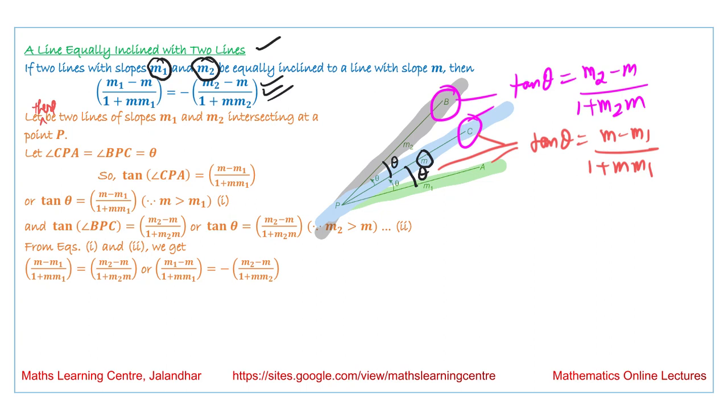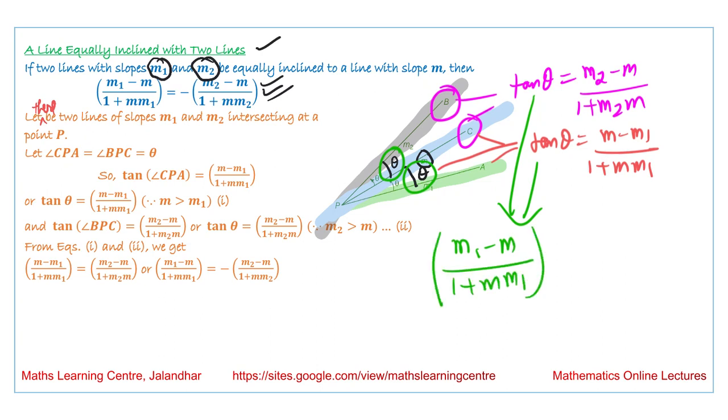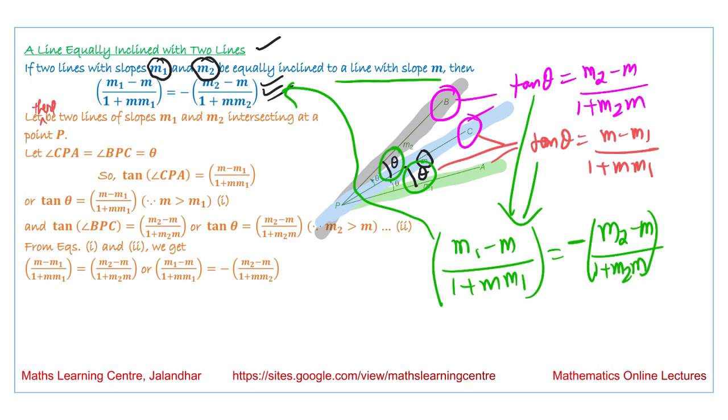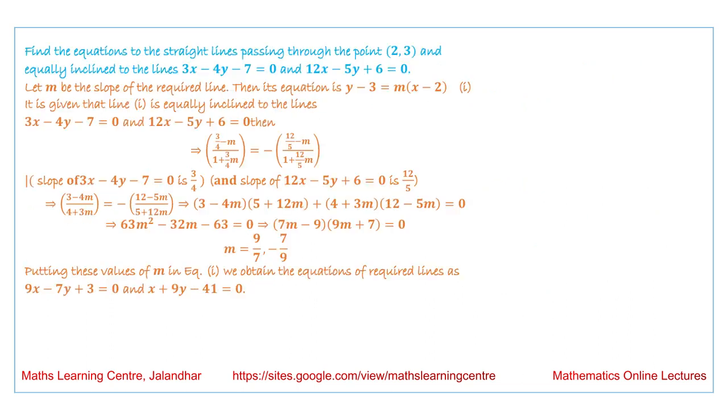Now as it is given here that both these angles are theta, both these values are equal. So we obtain from this that m1 minus m over 1 plus m into m1 is equal to minus of m2 minus m divided by 1 plus m2 into m. So this is the condition that we have when we are calculating a line which is equally inclined to two lines.